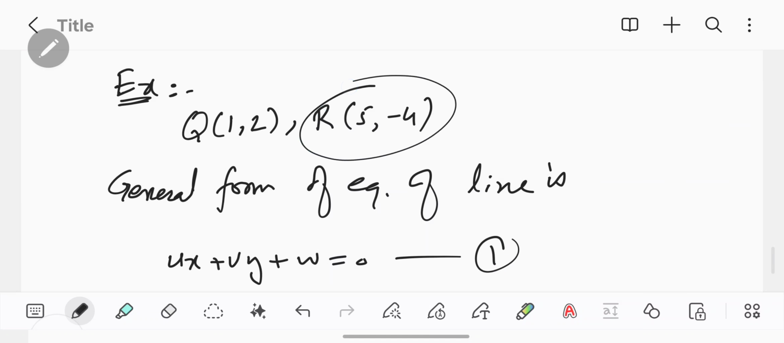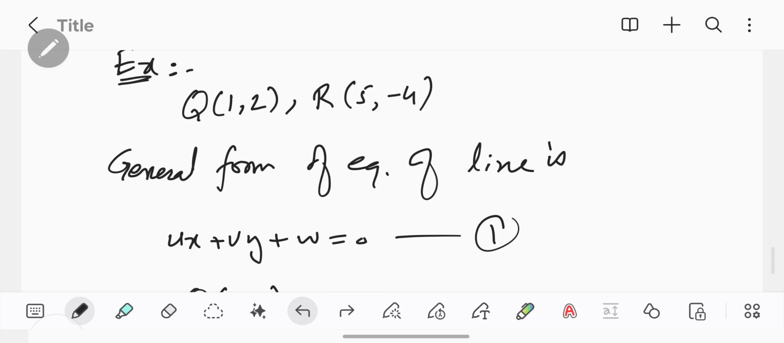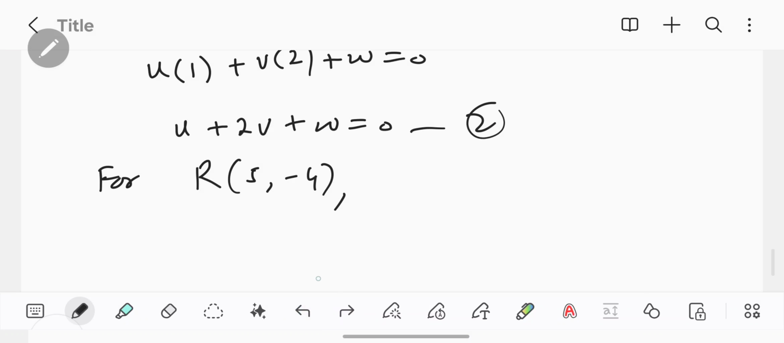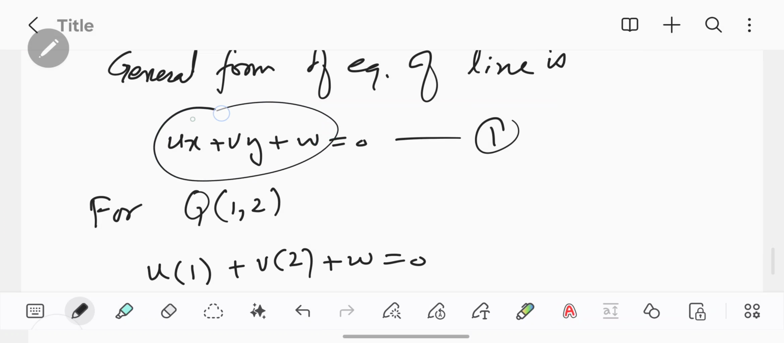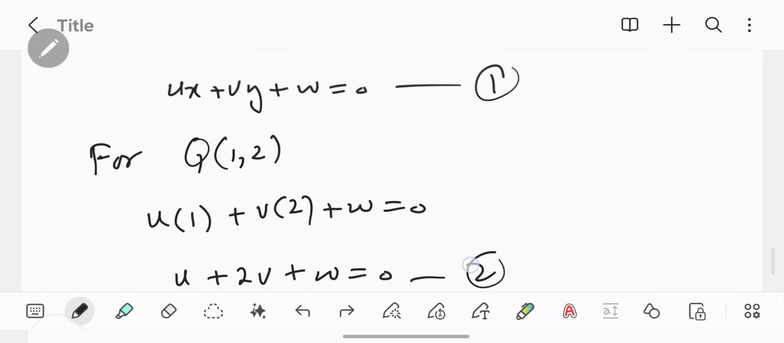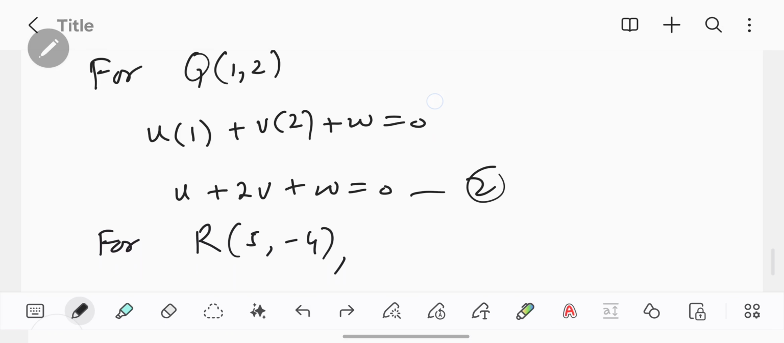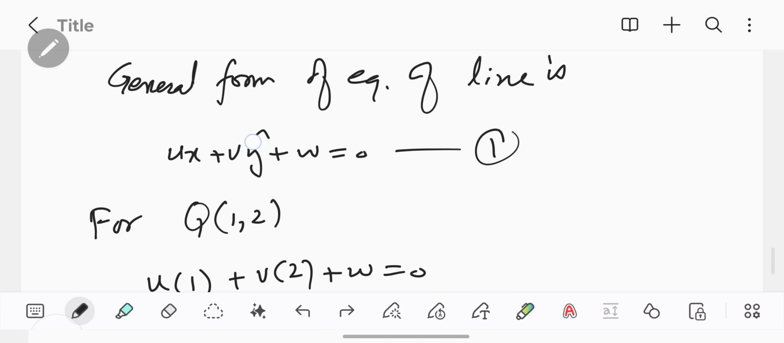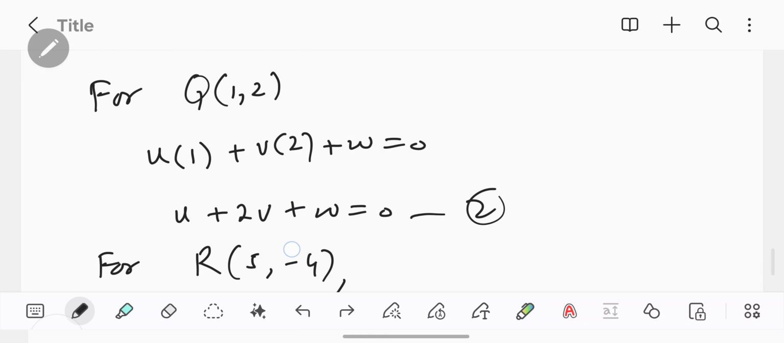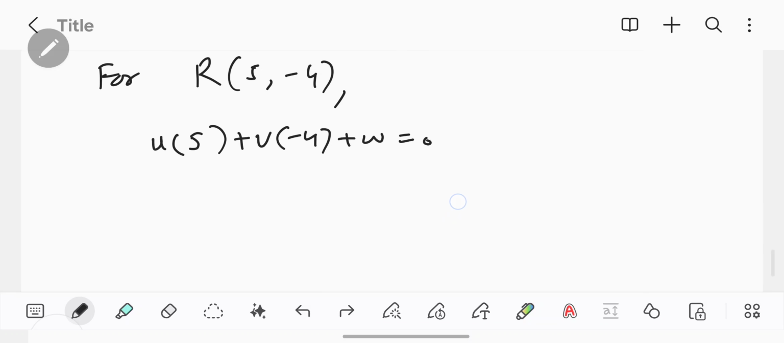But now I will put this point in the same equation. So for this point, I will again write the same equation, but this time I will replace this x by 5 and this y by minus 4. So u times 5 plus v times minus 4 plus w equals 0. If I solve it, I will have 5u minus 4v plus w equals 0. I'll call it equation number 3.